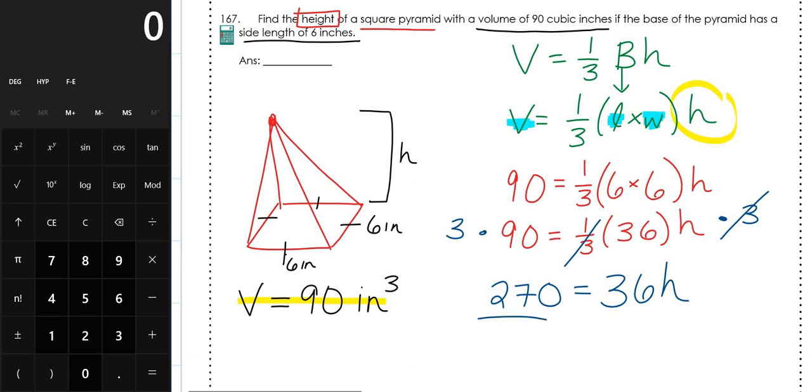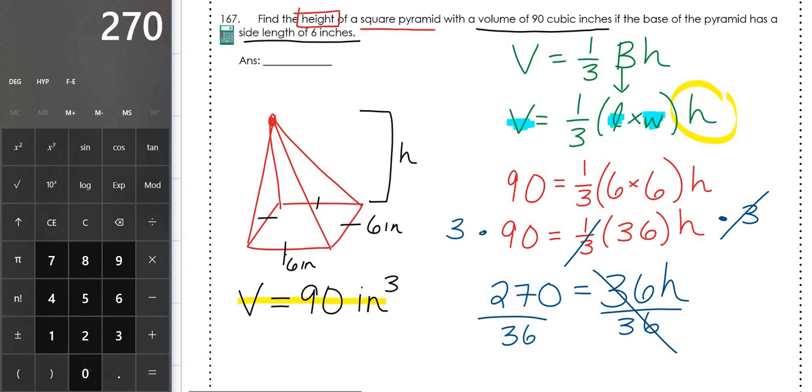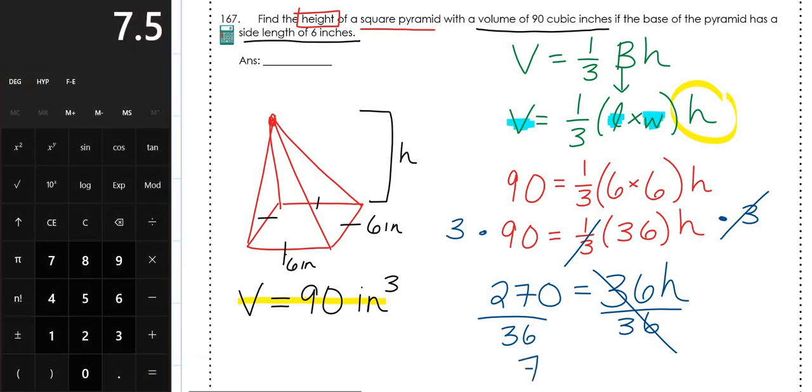Last step, if I divide both sides by 36, I'm going to be left with just h, which is what I want. I want the height. So in the calculator, 270 divided by 36 equals 7.5. So my height is exactly 7.5. Perfect. 7.5 inches.